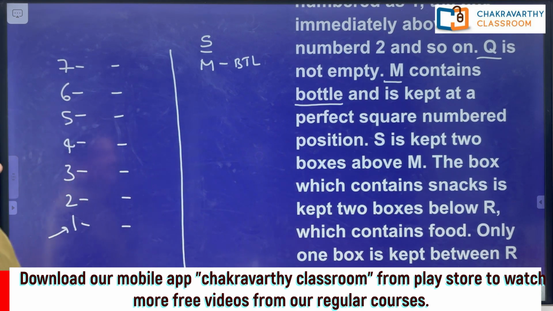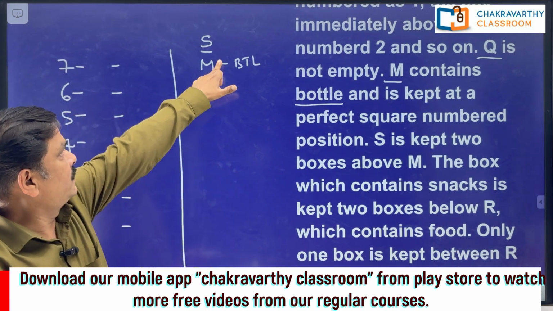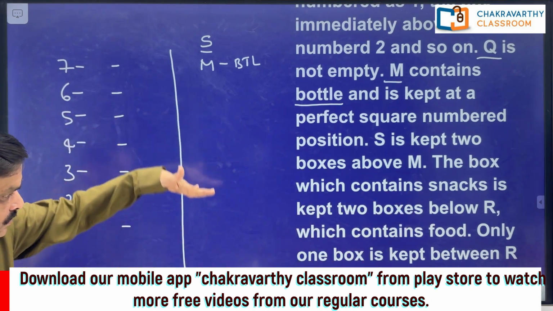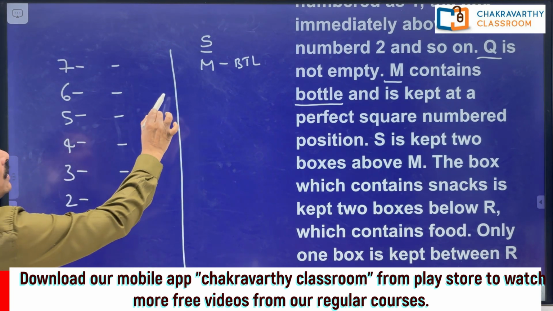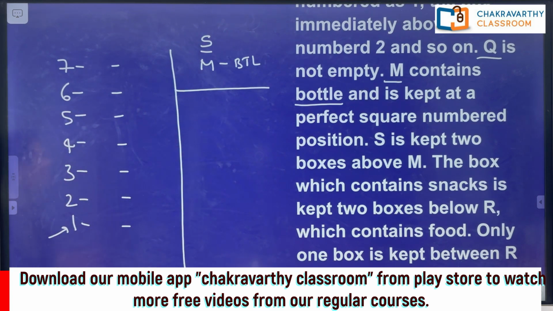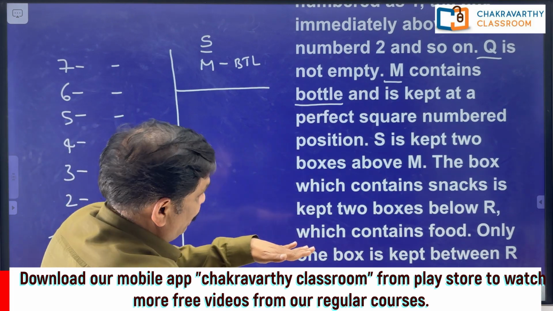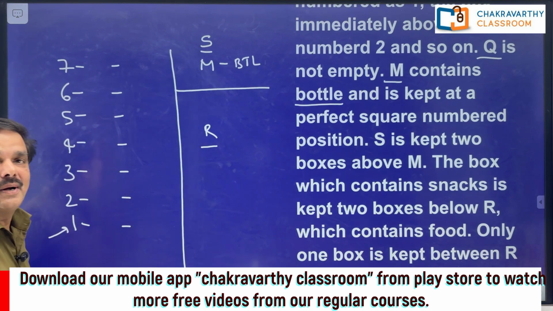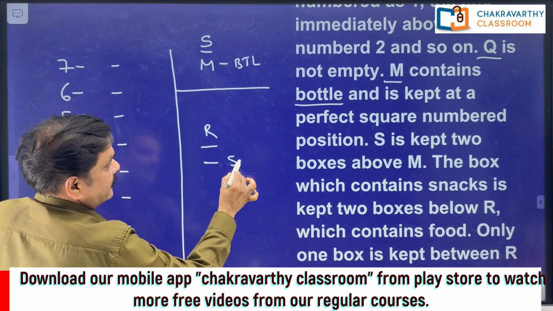The box which contains snacks is kept two boxes below R. Now you see another information. I cannot keep this information here. What is that information? The box which contains snacks is kept two boxes below R. It cannot be merged with this one. Just keep this information as the other rough work. Now suppose this is R. Two boxes below R. This is one box. This is the second box. Here this box contains snacks.